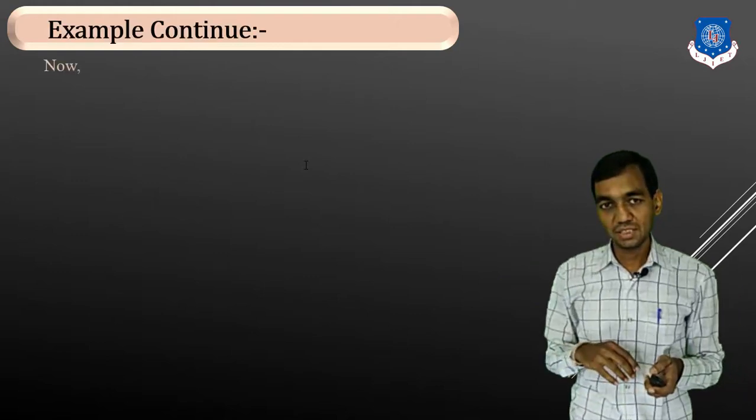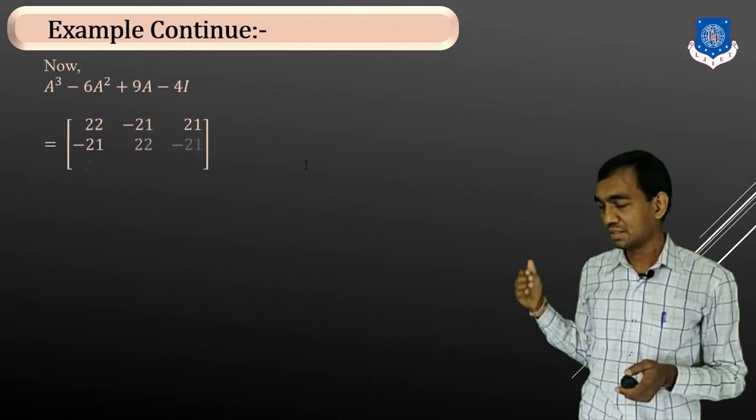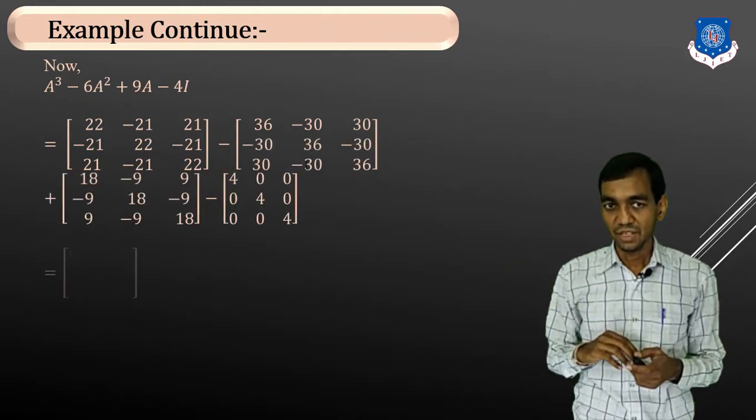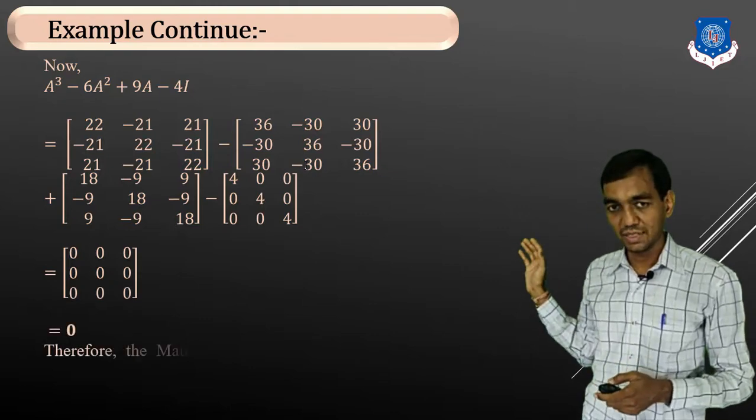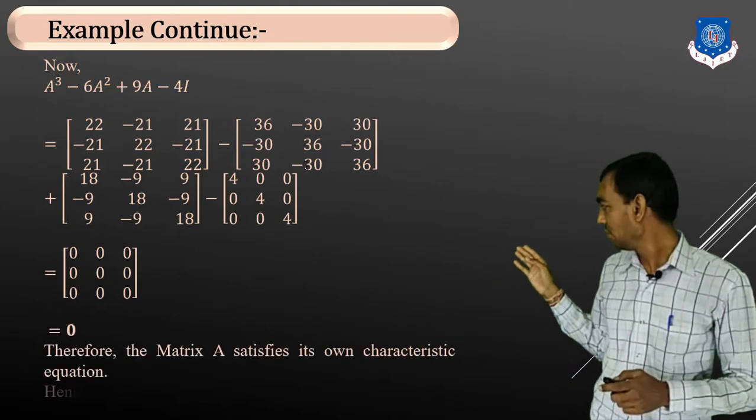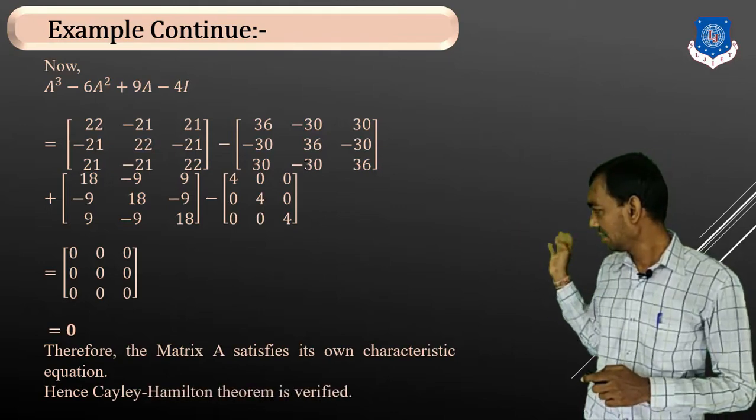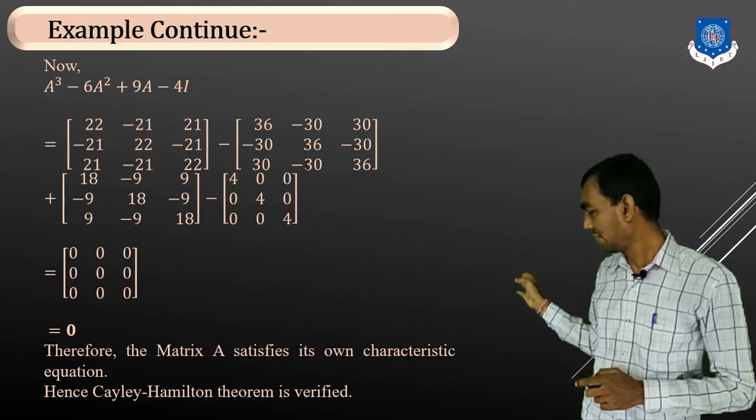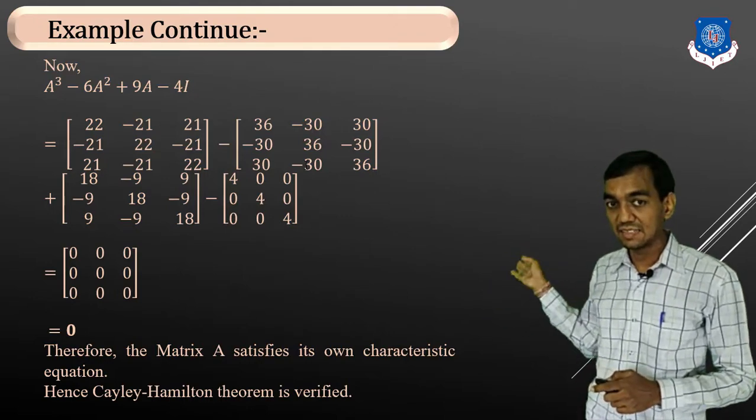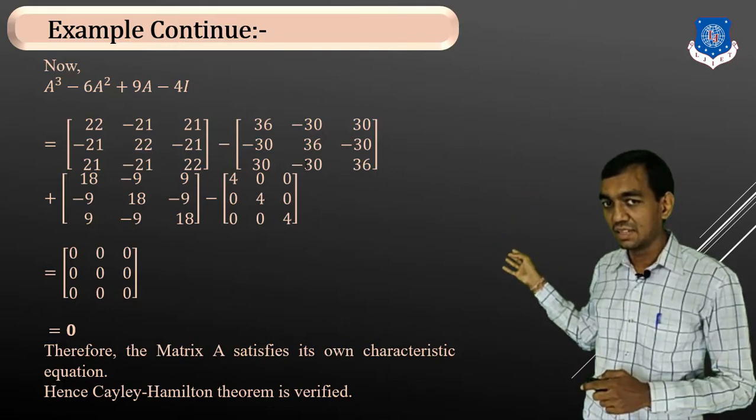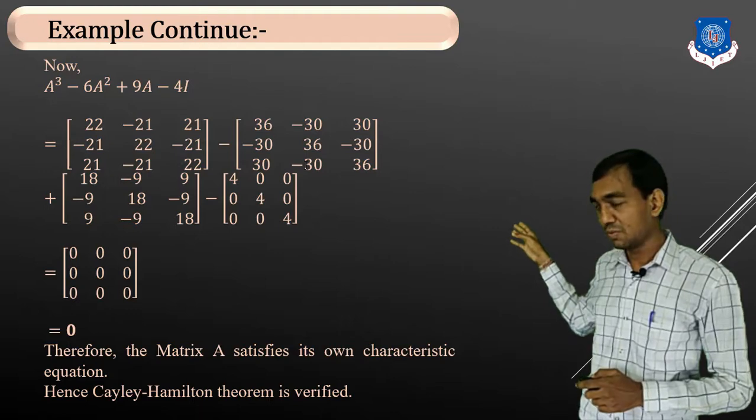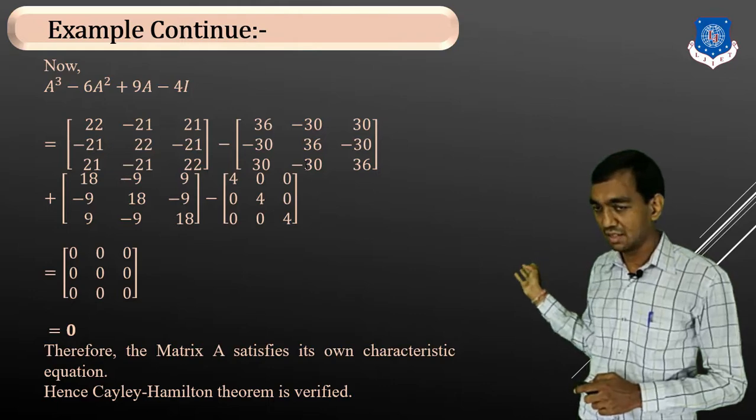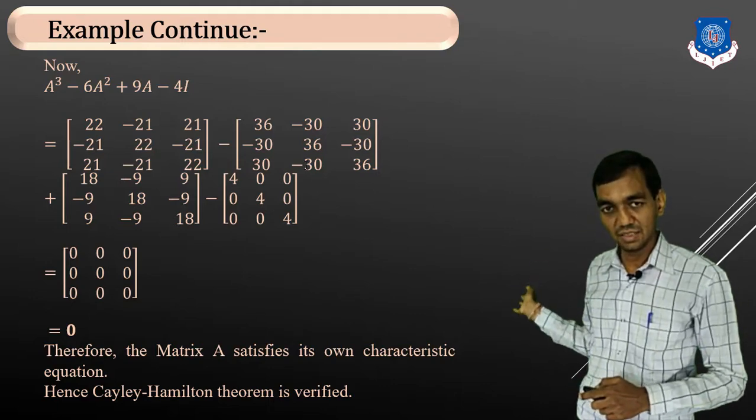Now we are going to put all these values in the left hand side. That means we start with A cube minus 6A square plus 9A minus 4I. Now put the values of A cube, A square, A and I. A cube has the value: first row 22, minus 21, 21; second row minus 21, 22, minus 21; and the last row will be 21, minus 21 and 22. Minus 6 into A square. So multiplying A square by 6, that will give minus, first row 36, minus 30, 30. Second row is minus 30, 36, minus 30, and the last row will be 30, minus 30, 36.